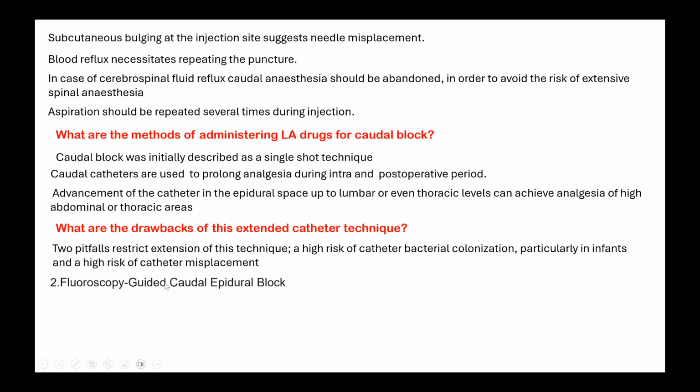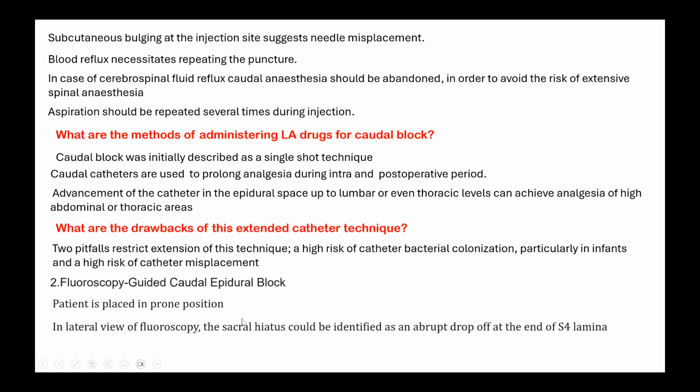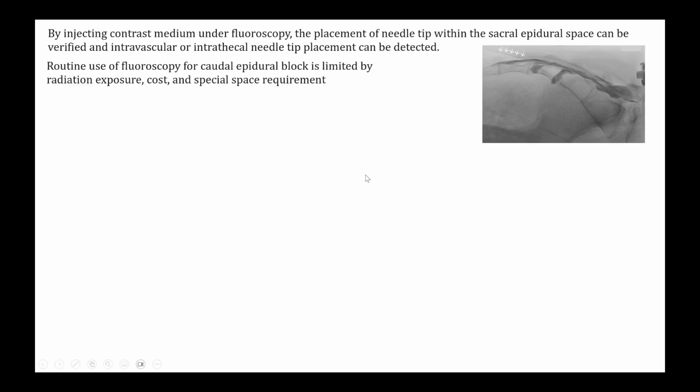And the second technique of doing the block is fluoroscopic guided caudal block. Again, the patient position will be in the prone position. In the lateral view fluoroscopy, the sacral hiatus can be identified as an abrupt drop at the end of the S4 lamina. And the block needle trajectory can be visualized and navigated to the canal when you do the fluoroscopy. You can use a contrast medium to find whether you are in the correct space, and then you can inject the drug.